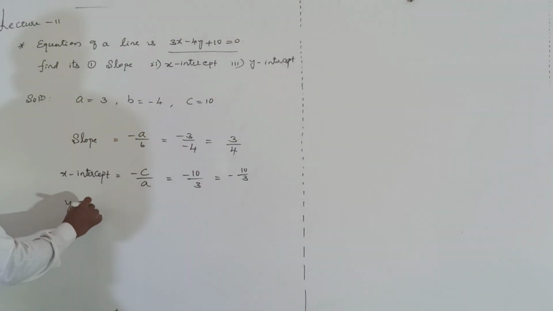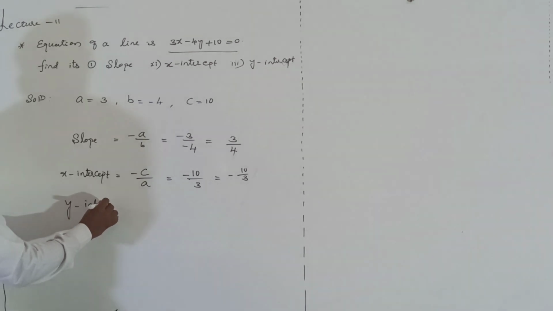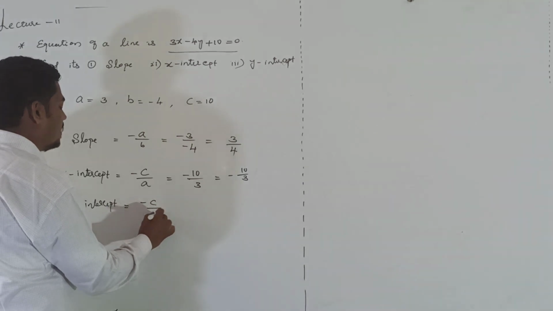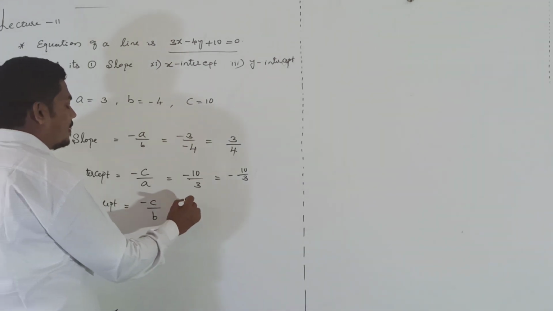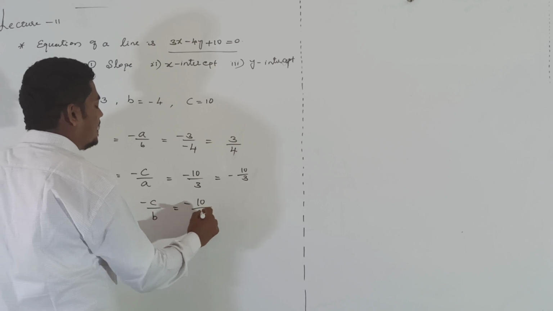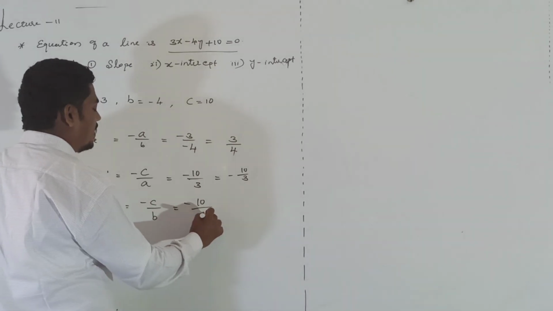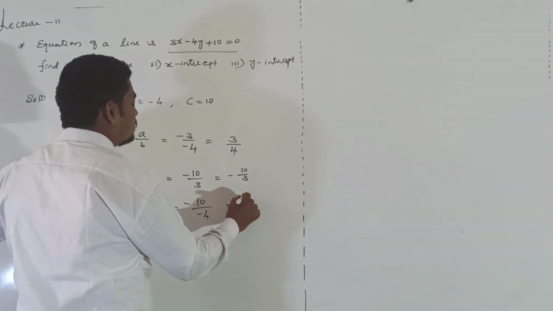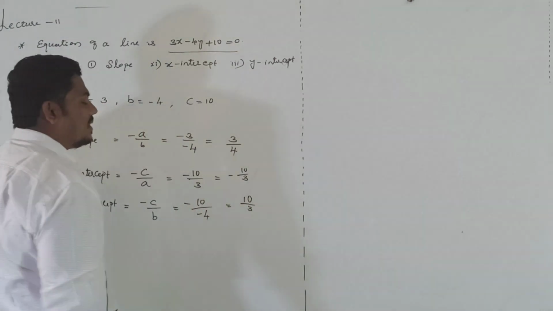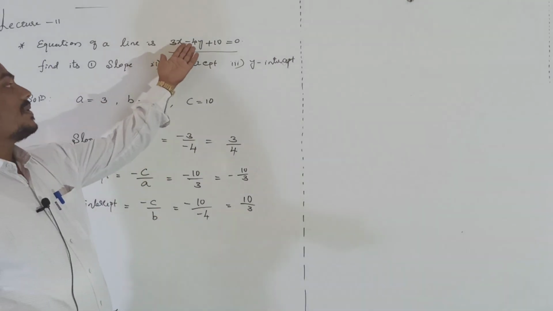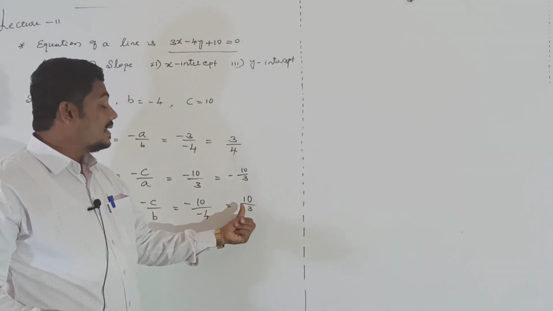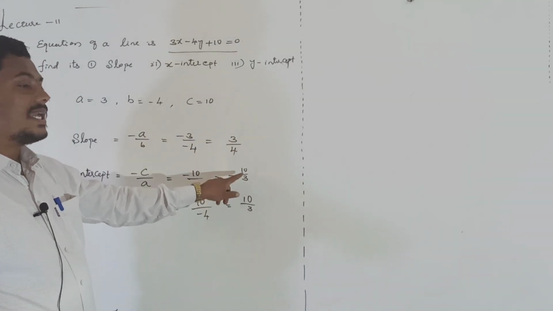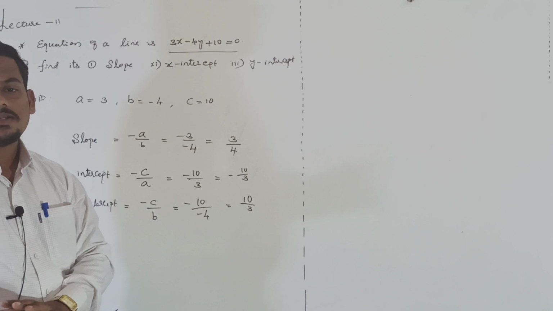Then tell me what is y intercept? Y intercept is equal to minus c divided by b. That's equal to minus 10 divided by what is b value? B value -4. That's equal to plus 10 by 3. Y intercept of this line is 10 by 3, x intercept minus 10 by 3, right?